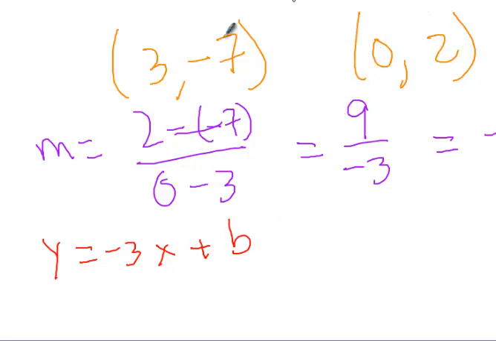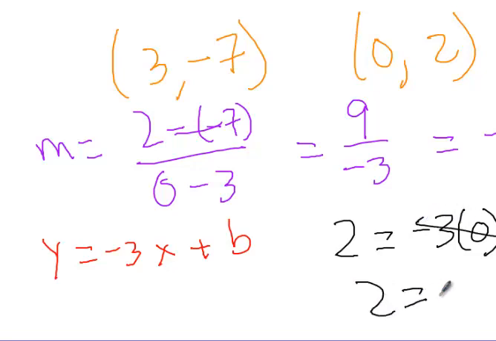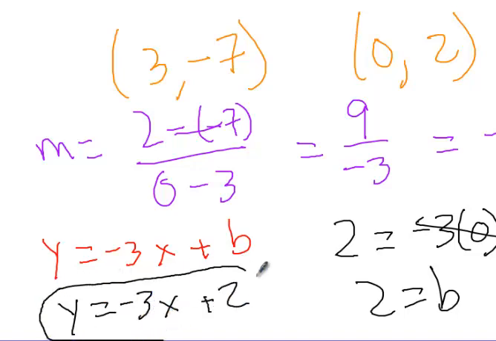So what we want to do is substitute one of the coordinates in. I'm going to substitute this coordinate in because there's a 0. That's going to cancel. We get 2 equals b. And the final answer is y equals -3x plus 2. And there's our equation.